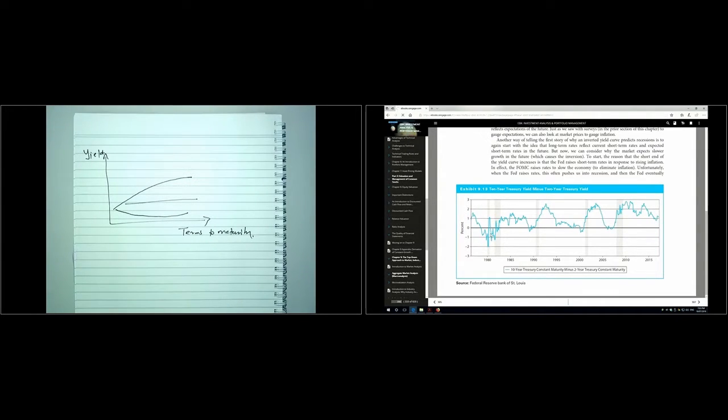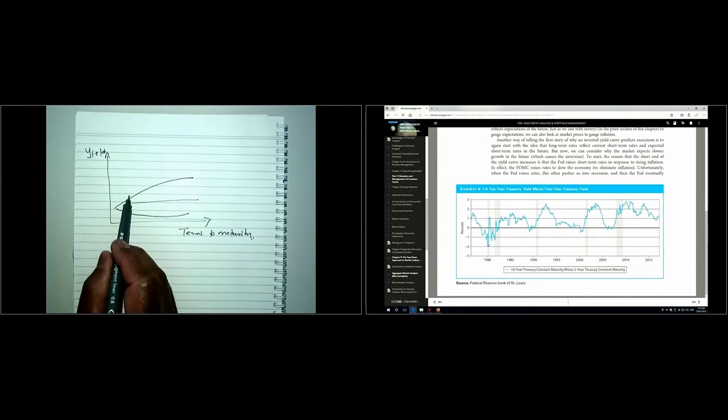So anything along the line of zero indicates a flattening yield curve, which is not a good sign. The flattening yield curve then leads to the inversion of the yield curve. Anything above zero is upward sloping, anything below zero is yield inversion. Yield inversion means, almost all the inversions lead to recession.